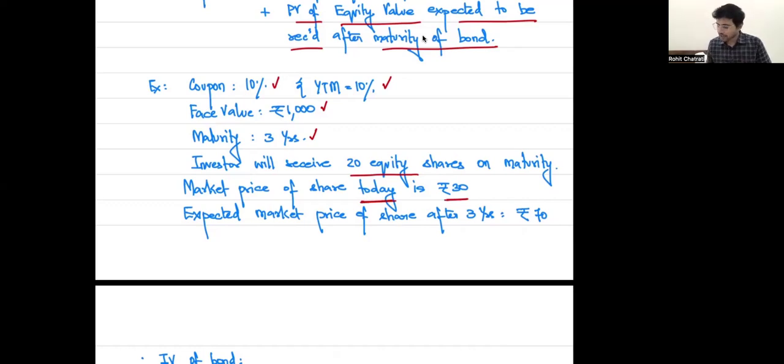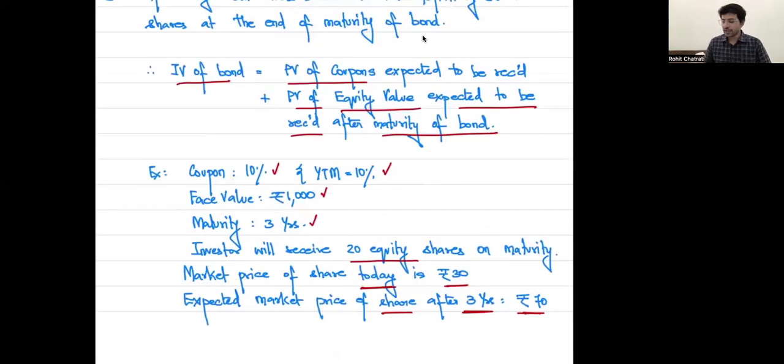The expected market price of the share after 3 years is rupees 70. After 3 years, I expect the share price to be rupees 70. How do we calculate the intrinsic value of this bond? Intrinsic value of the bond will be the present value of the coupons for the next 3 years plus the present value of the equity shares that is going to prevail at the end of the third year.